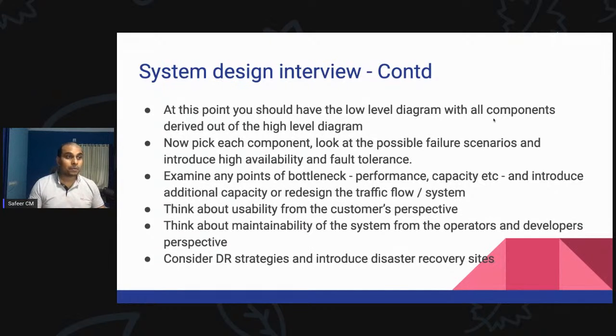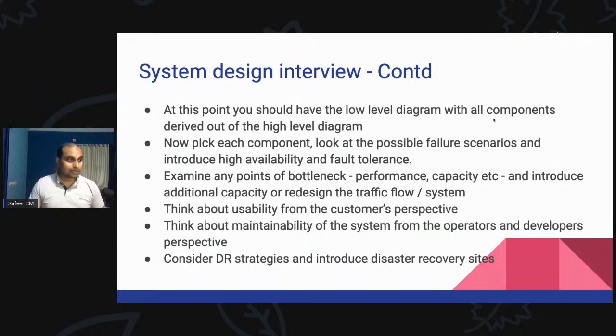Also, if you have time, think about maintainability of the system, because once you design the system, this has to run. If it has to run, you need to know what kind of things could fail in your system. How is your business going? You are building a system for some business, so what kind of business metrics should your application show?